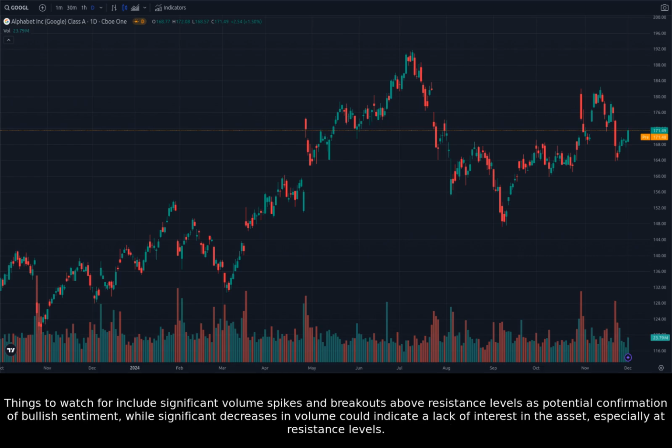Things to watch for include significant volume spikes and breakouts above resistance levels as potential confirmation of bullish sentiment, while significant decreases in volume could indicate a lack of interest in the asset, especially at resistance levels.